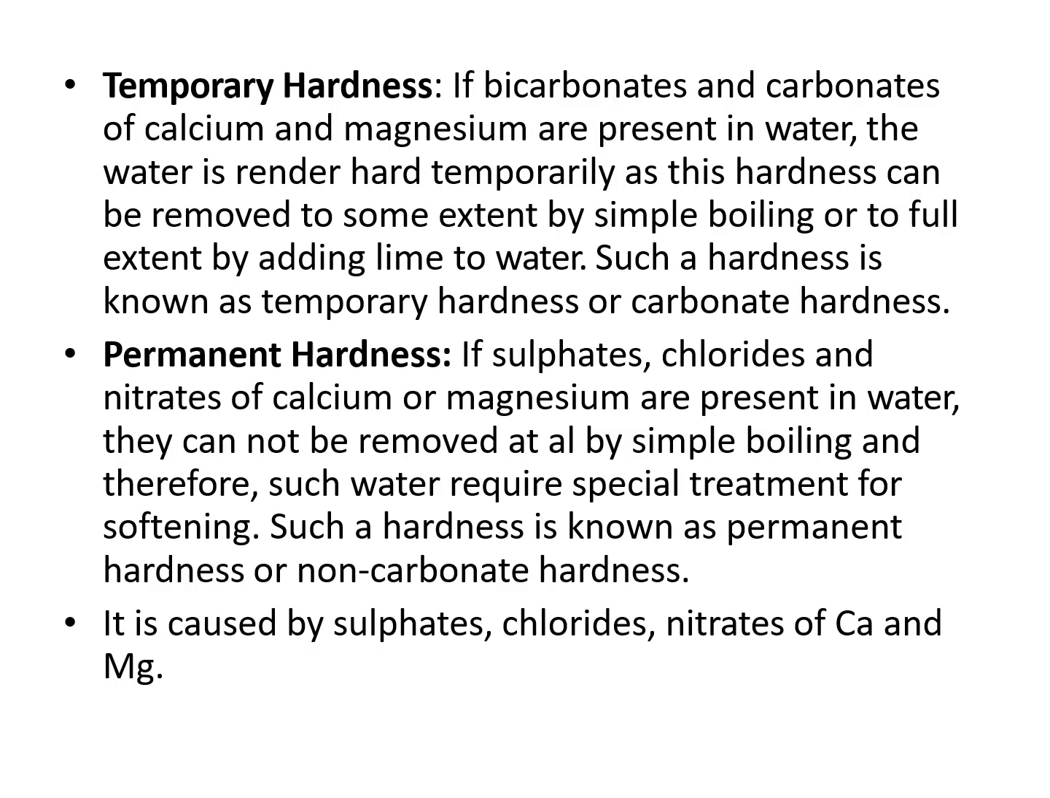It is divided into two types: temporary hardness and permanent hardness. The temporary hardness is easily removed by simple boiling, then adding lime to the water. Then permanent hardness is removed by special treatment, that means a softening treatment to remove the permanent hardness. The permanent hardness is caused by sulfates, chlorides, and nitrates of calcium and magnesium.